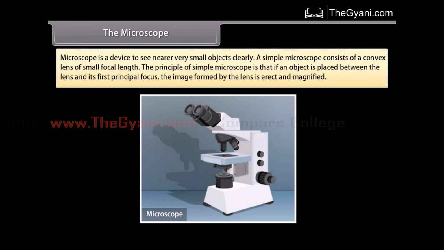The microscope. A microscope is a device to see nearer very small objects clearly. A simple microscope consists of a convex lens of small focal length. The principle of simple microscope is that if an object is placed between the lens and its first principal focus, the image formed by the lens is erect and magnified.